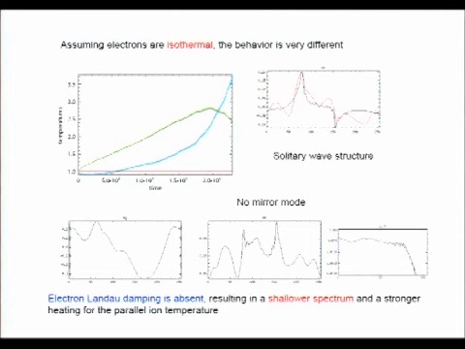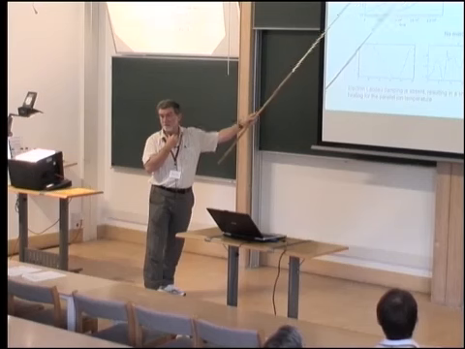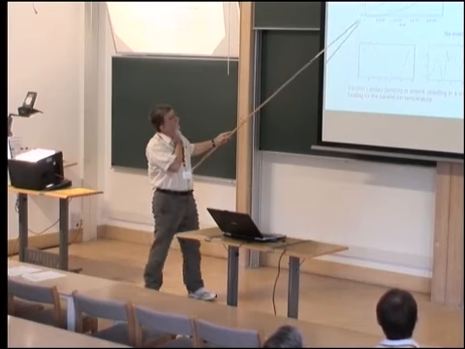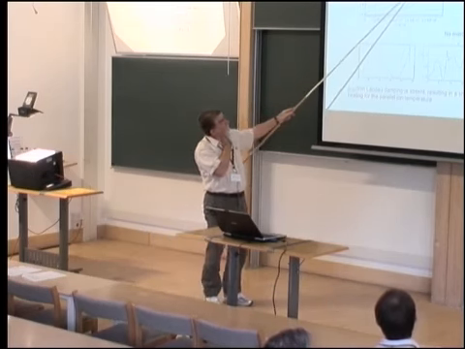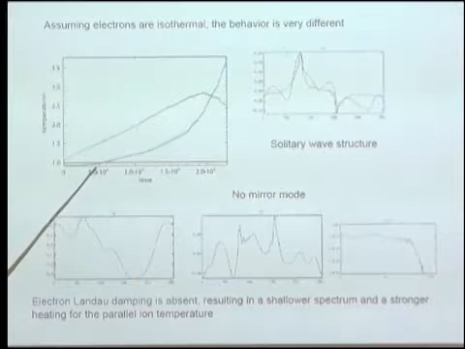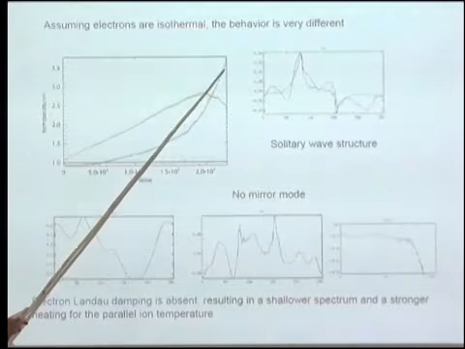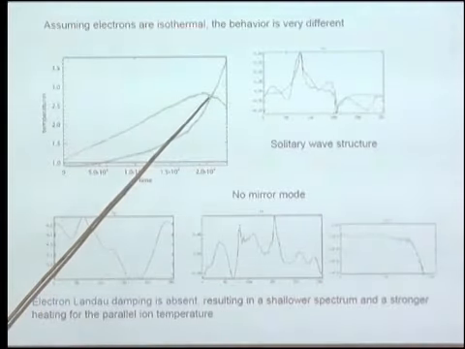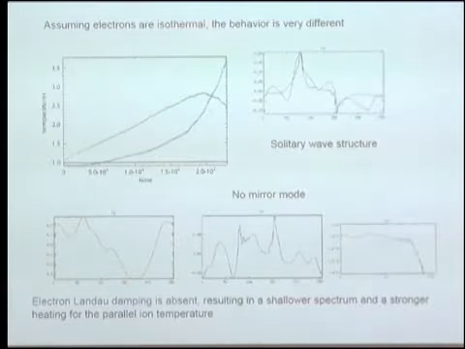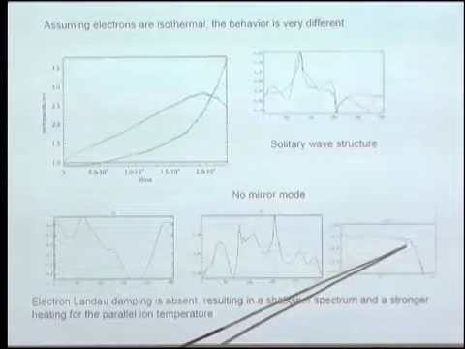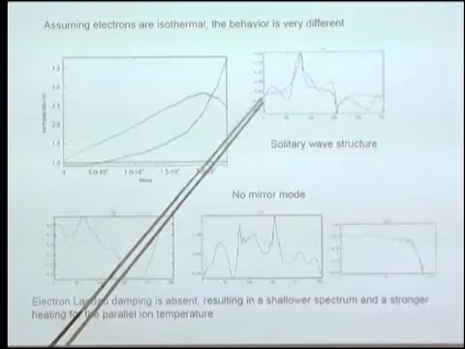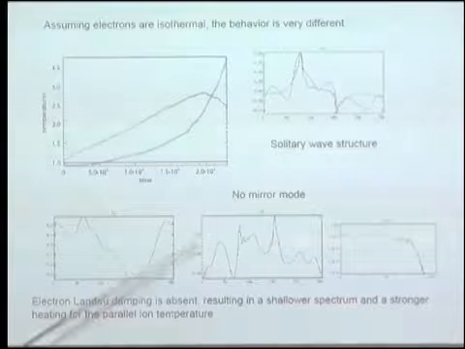Instead of bumping onto the mirror instability and staying there close to the mirror instability, what happens is that the perpendicular temperature grows, the parallel temperature also grows, but then grows very strongly and crosses the perpendicular temperature, leading to a loss of, there is no mirror instability anymore. And what you find is that the spectrum is much shallower. Solitary wave structures appear, even though the amplitude of the fluctuation in the parallel direction are quite small.